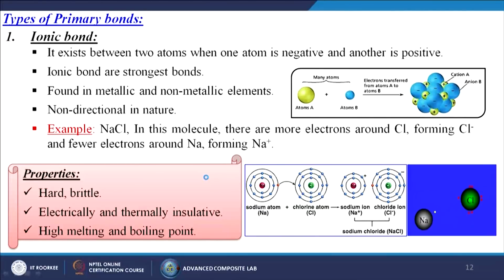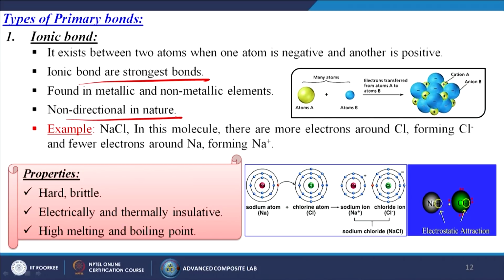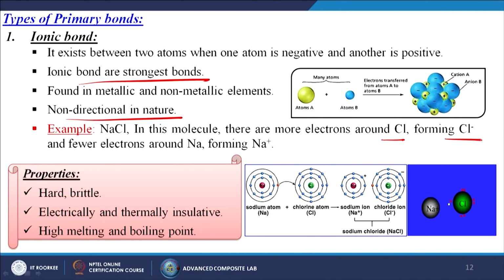Now, first we will discuss the ionic bonds. It exists between two atoms when one atom is negative and another is positive. Ionic bonds are the strongest bonds found in metallic and non-metallic elements, and are non-directional in nature. The best example is salt, sodium chloride. In this molecule there are more electrons around chlorine forming Cl minus, and fewer electrons around sodium forming Na plus.